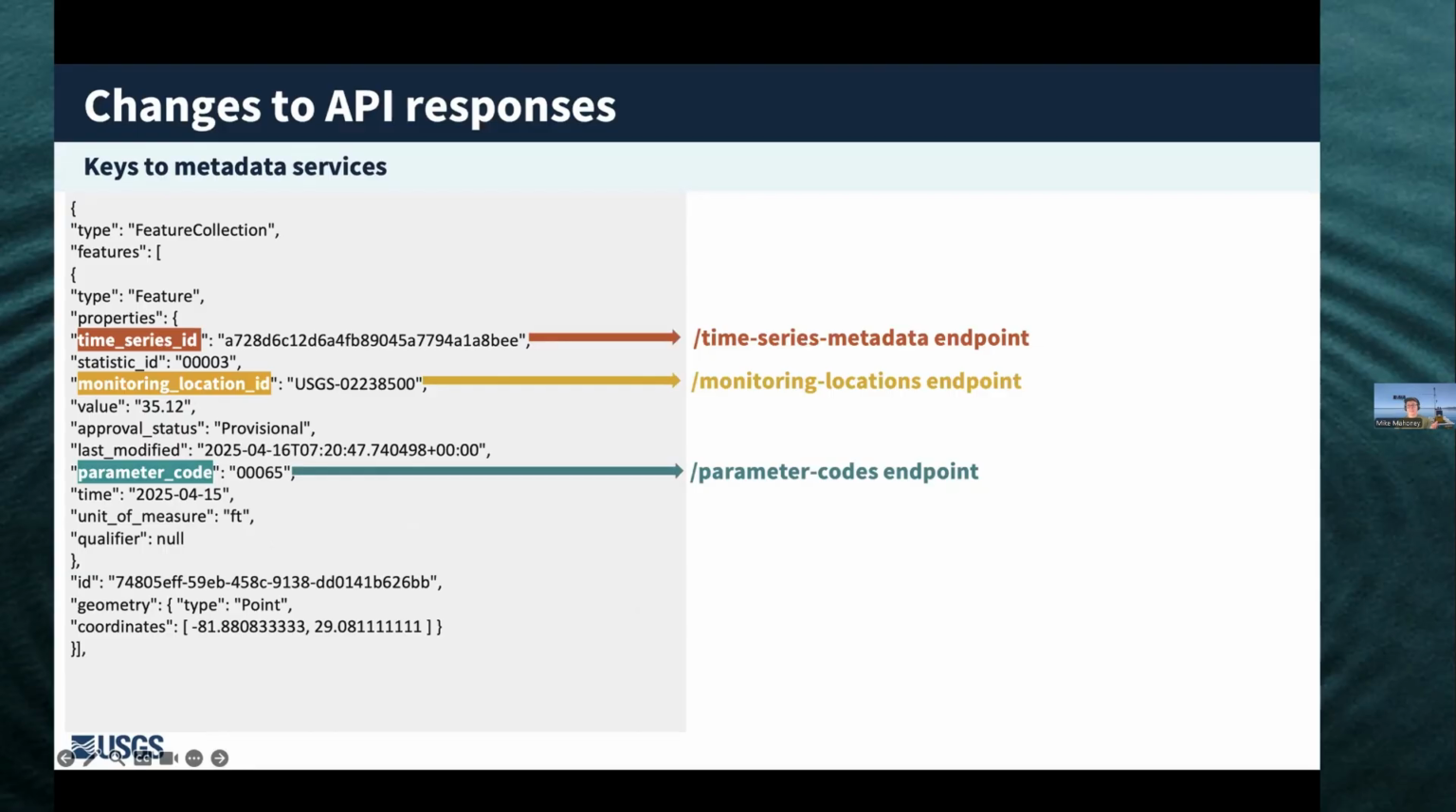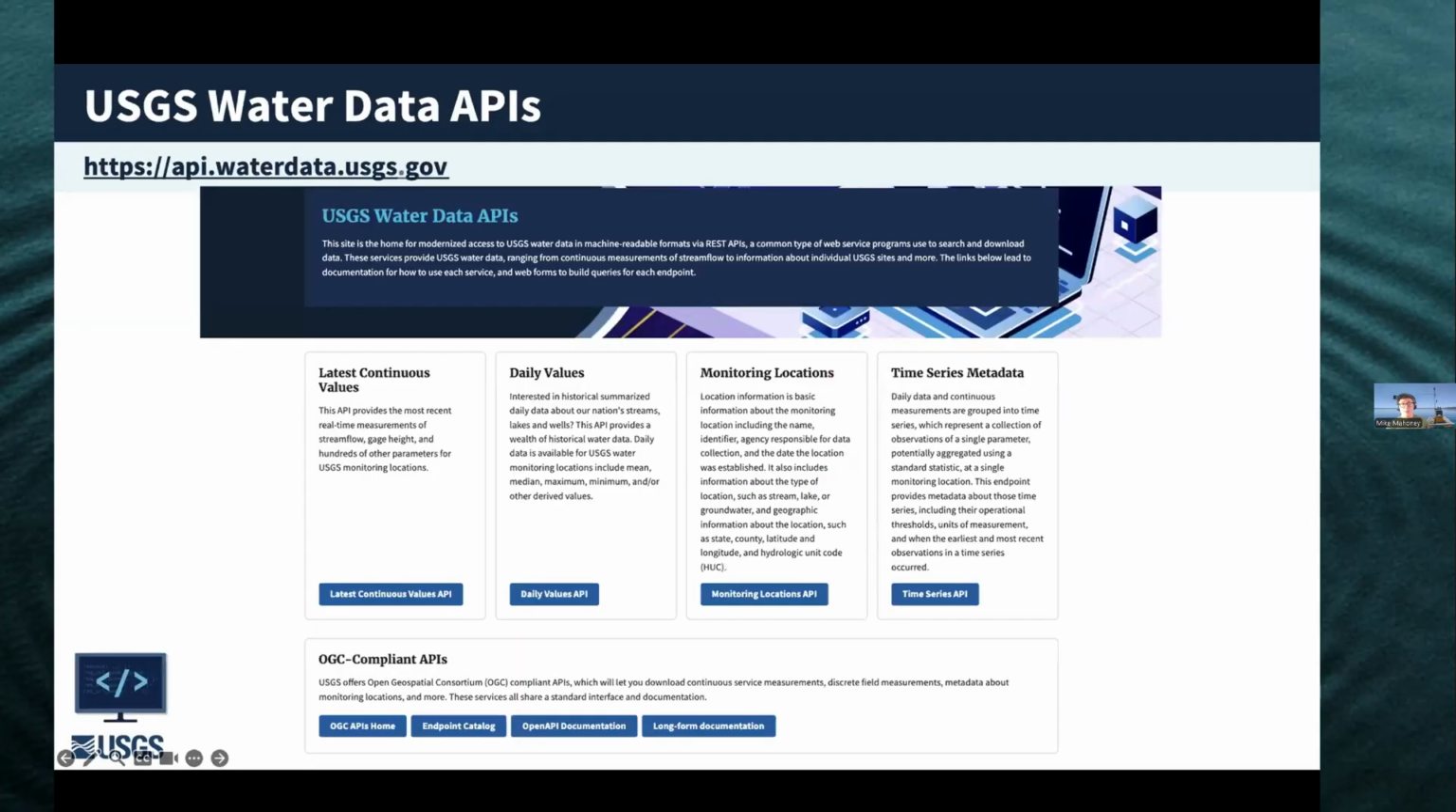So for instance, our daily values response has a time series ID corresponding to the new time series metadata endpoint, a monitoring location ID corresponding to the monitoring locations endpoint, and a parameter code corresponding to the parameter codes endpoint. That means that you can go and request the metadata that you're interested in once from each of these endpoints, rather than having to download it every single time you make a request against the data endpoints. We describe it as being like a set of building blocks that you can use to construct the full set of data that you're interested in. Now, all of these new endpoints live at api.waterdata.usgs.gov.